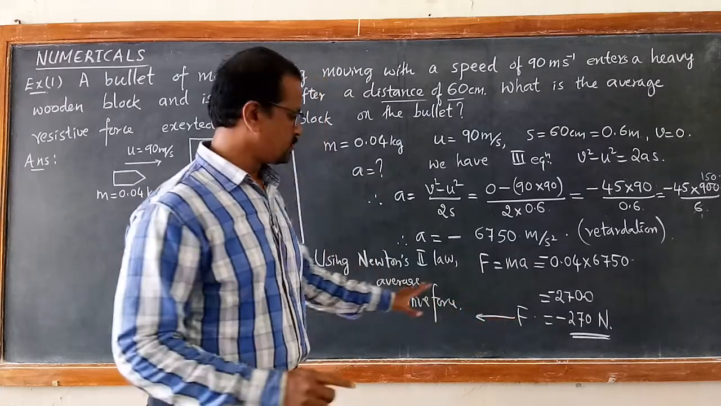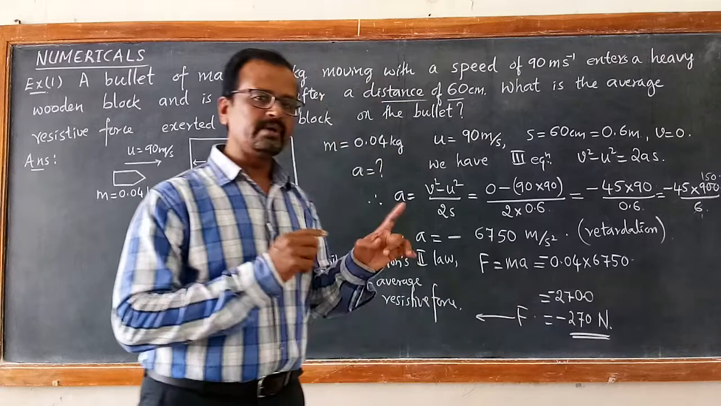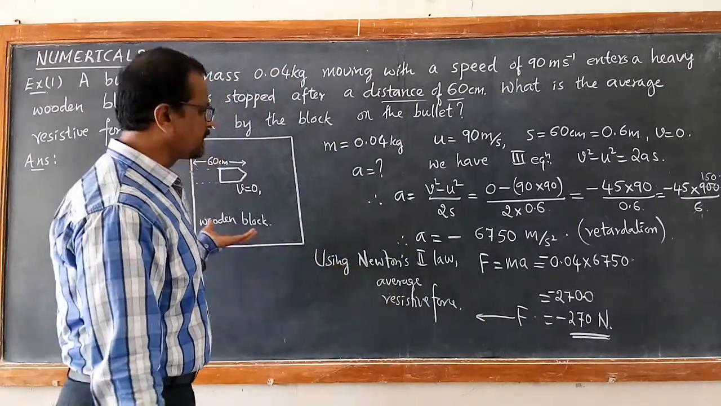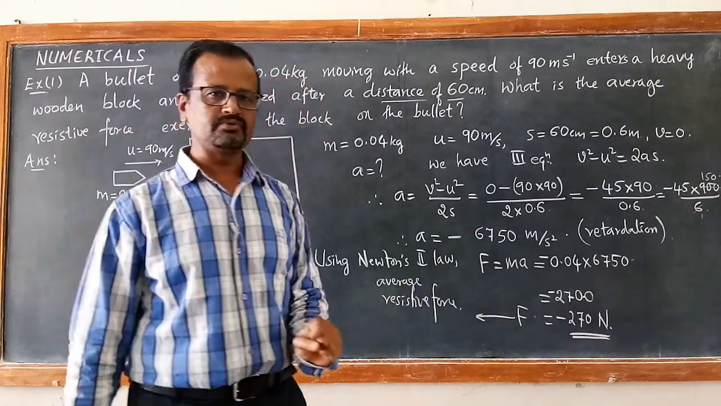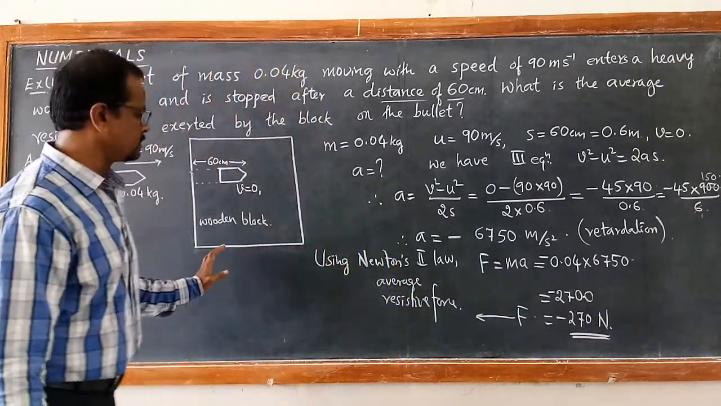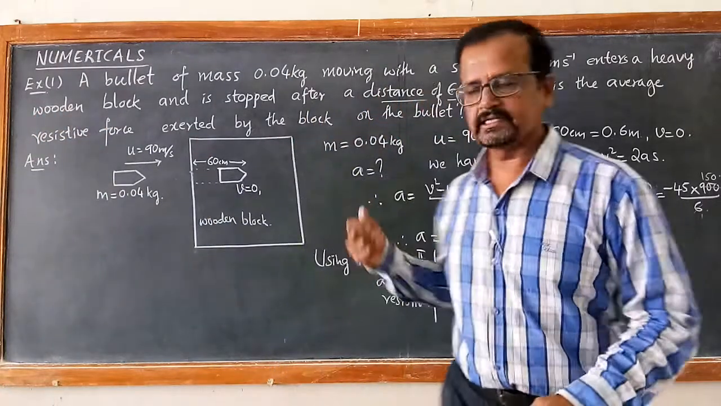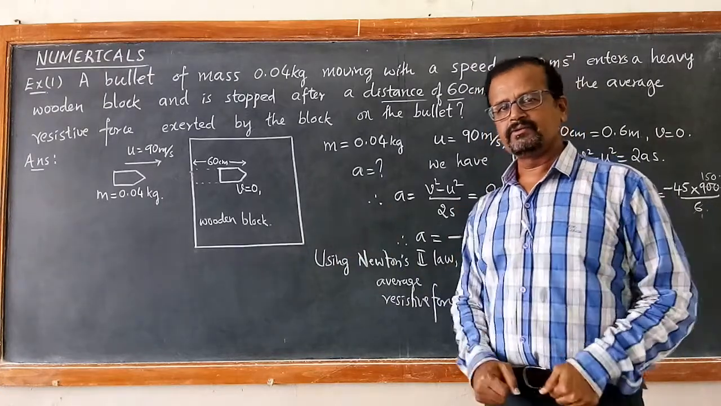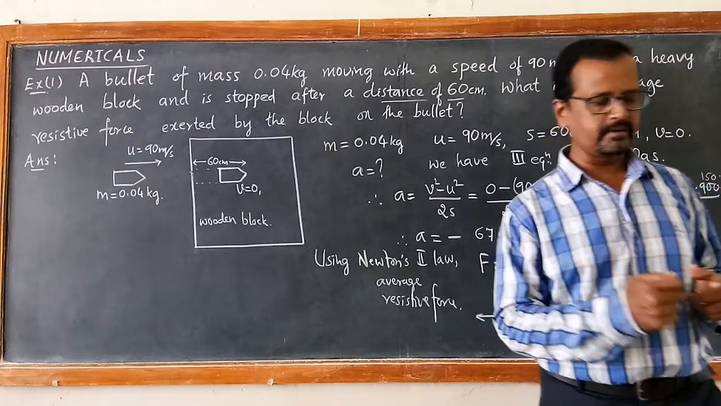Therefore, the force is not a constant force, it is a variable force. So we write it as average resistive force, thinking that it is uniform, but it may not be uniform. Therefore, we take it as average resistive force. I think it is quite clear. Previously also we have solved a similar kind of problem. Only in this case we are multiplying the mass with acceleration to get the force. Now let us quickly solve the second problem.